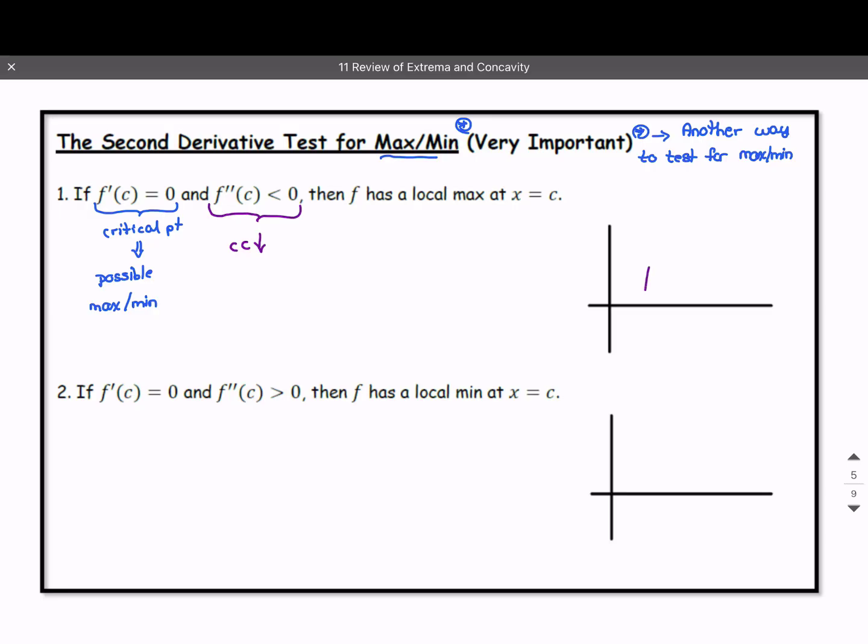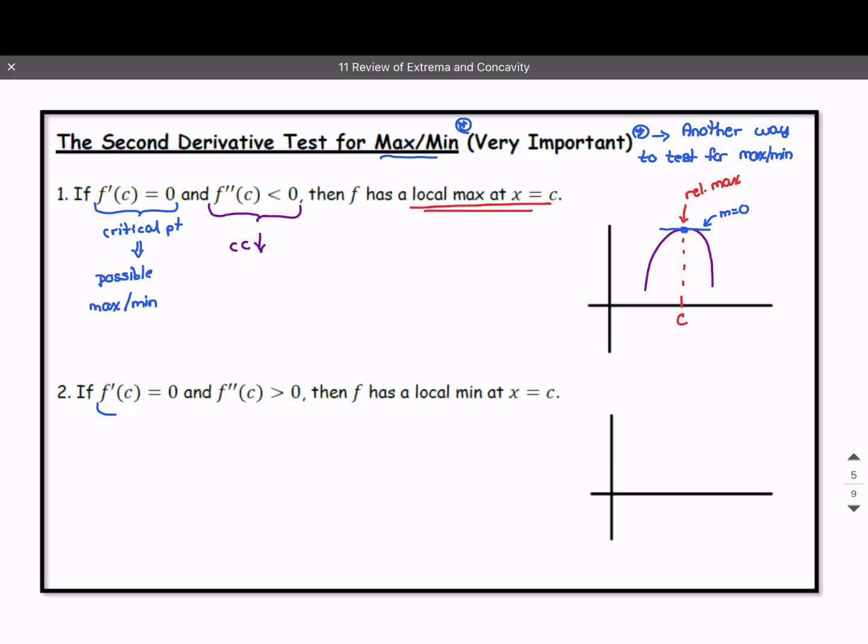So when I think of a concave down function, it's going to have a horizontal tangent line at the top, right? That's where the slope will be 0. That means that we must have a relative maximum at x equals c. Okay, so if we know that the derivative is 0 and the second derivative is negative, we have to have a local max. Now let's look at another one.